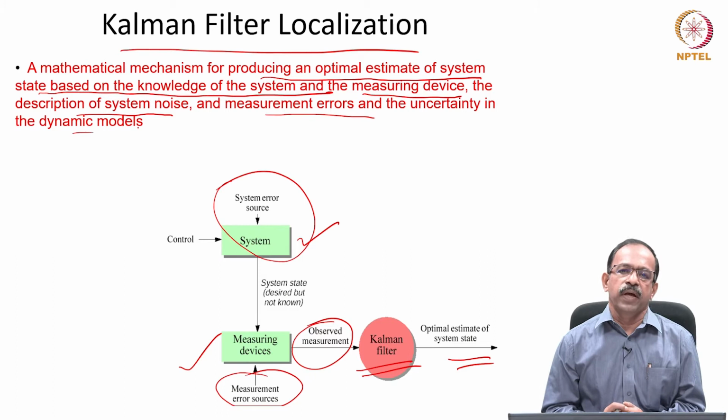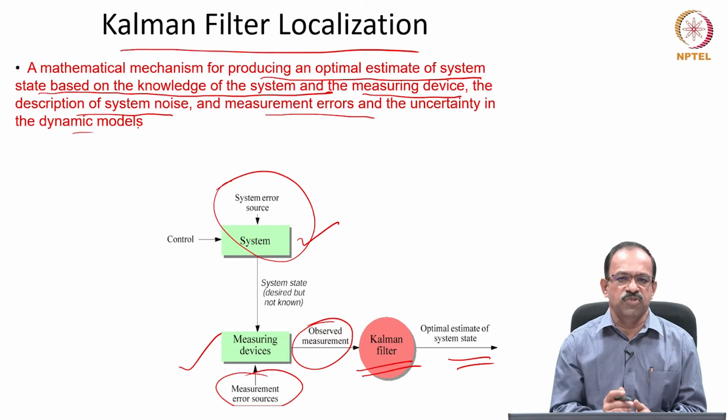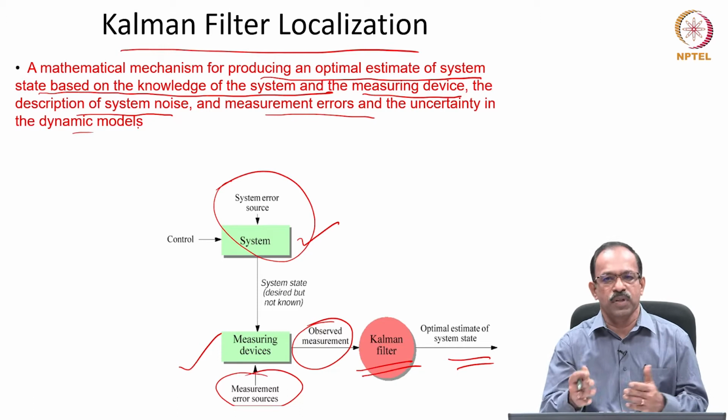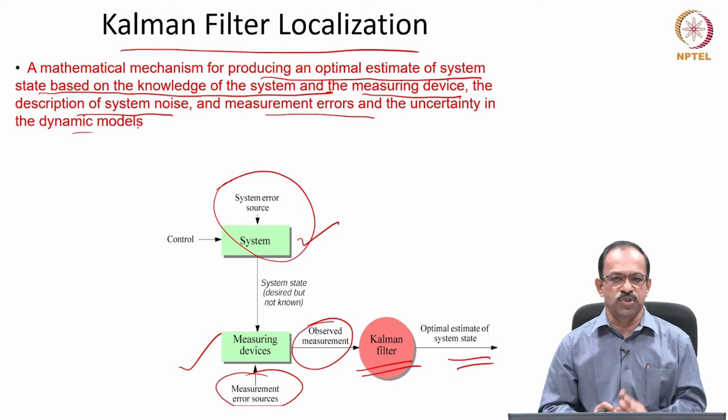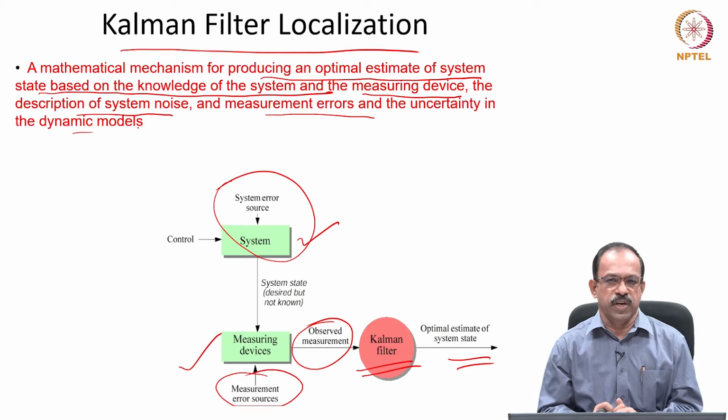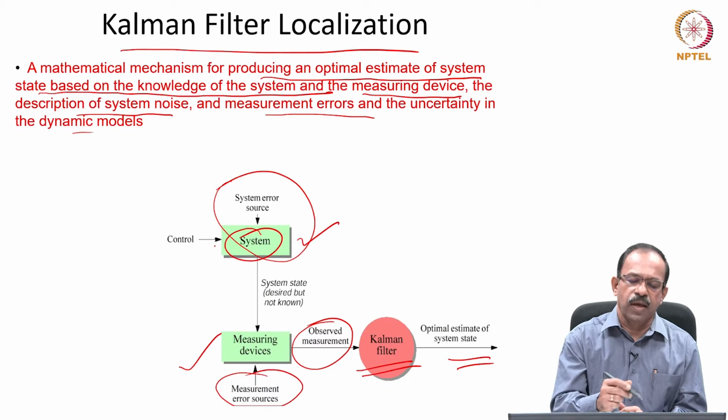So the system state can be estimated using a measurement and the knowledge of the previous position. In this localization, we assume that we know the previous position and its uncertainty, and from there we start with the new calculation. So the Kalman filter basically recreates the previous state and its uncertainty to do the update.